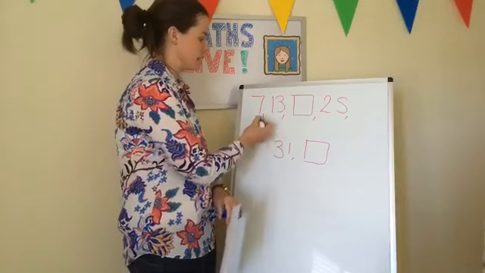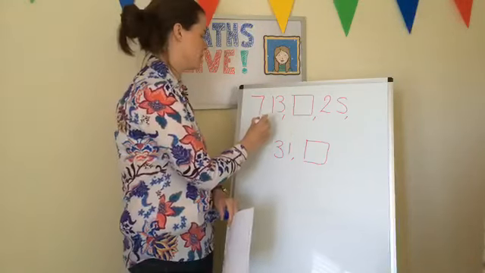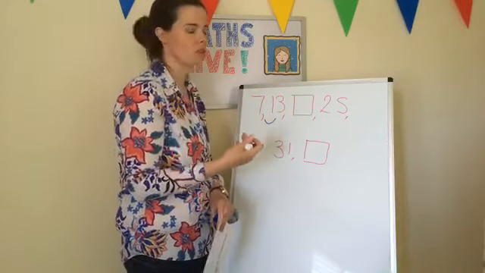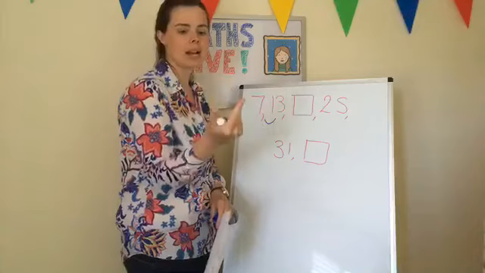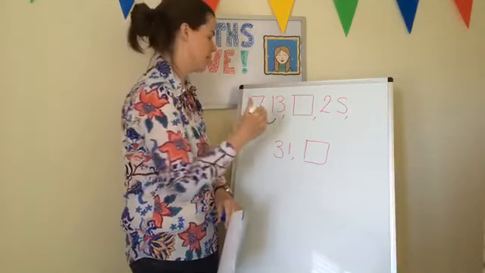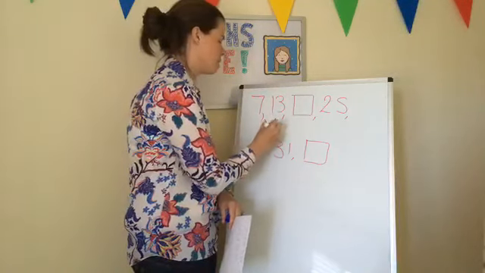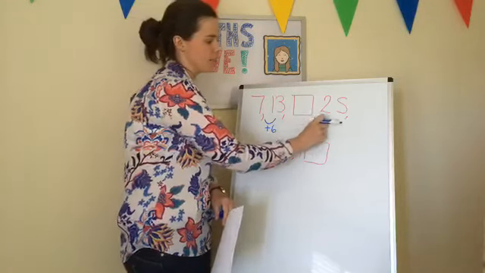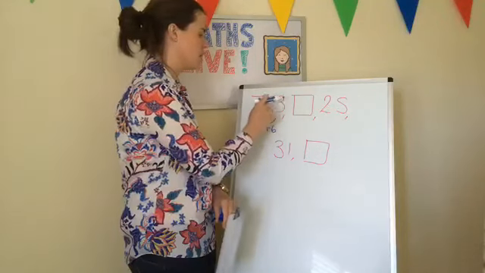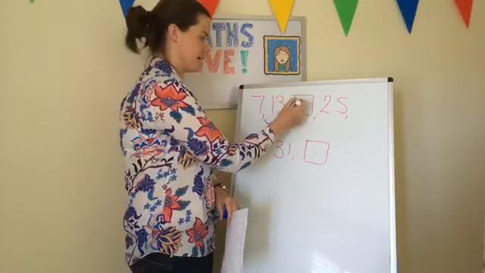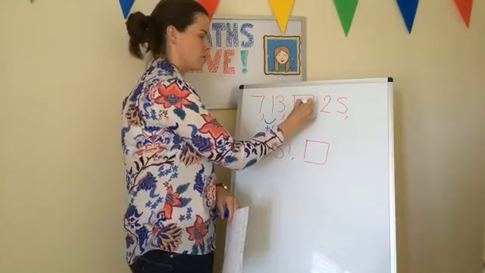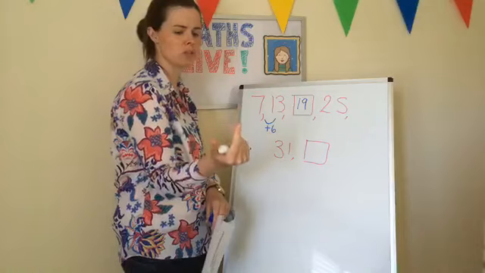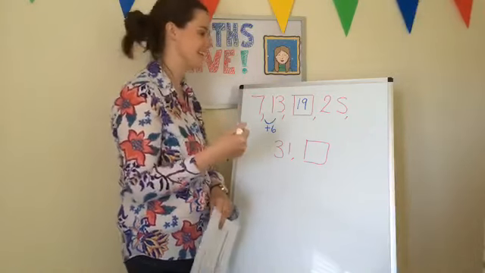So the numbers that are next to each other here are 7 and 13. So we think, right, what's the jump? How have we gone from 7 to 13? 7, 8, 9, 10, 11, 12, 13. So we've added 6. Let's try and add 6 here and then test to see whether it works. So 13 plus 6 is 19. So is 19 plus 6 25? 19, 20, 21, 22, 23, 24, 25 it is.